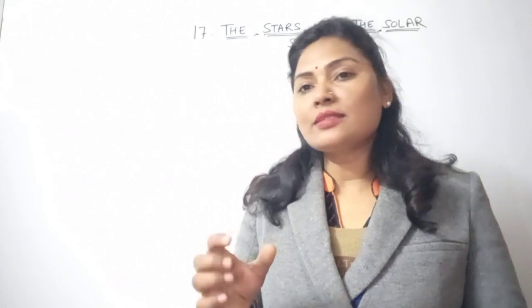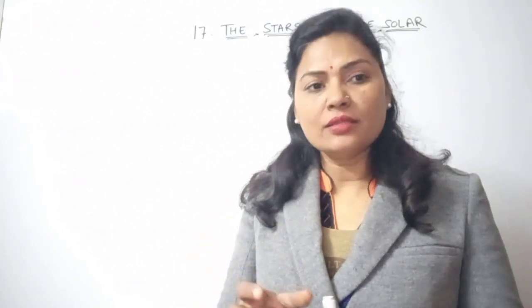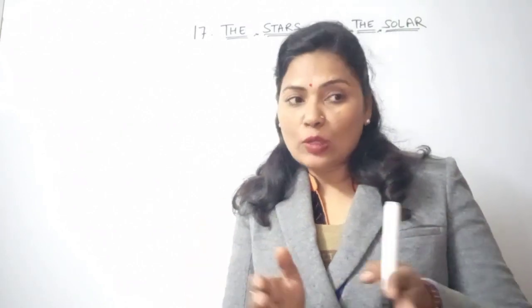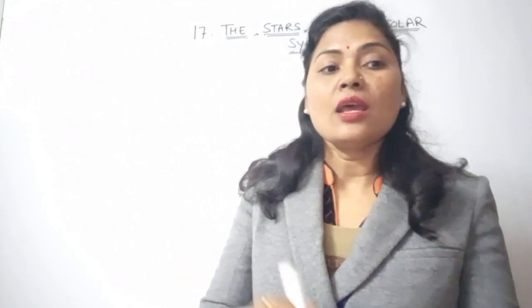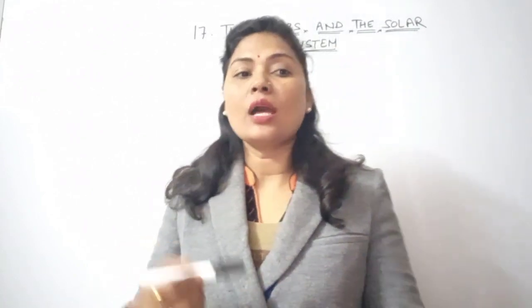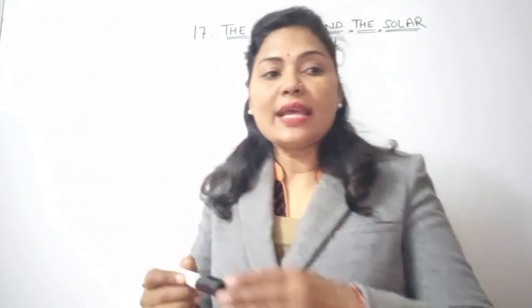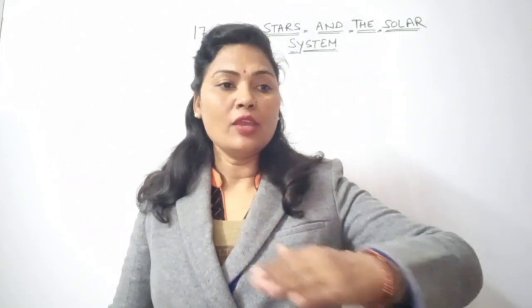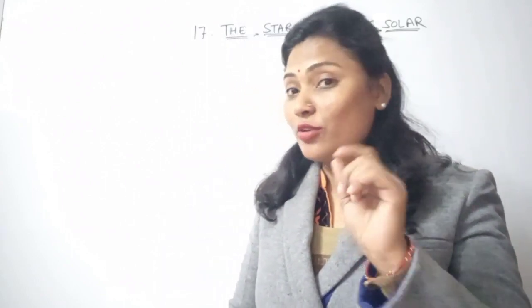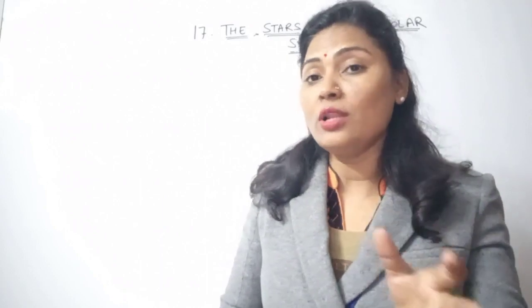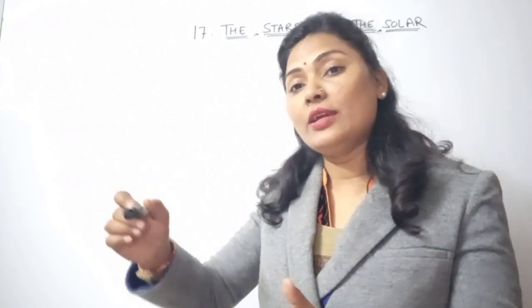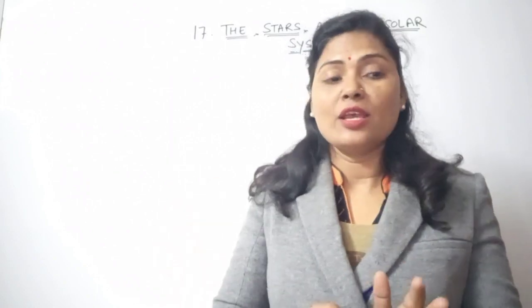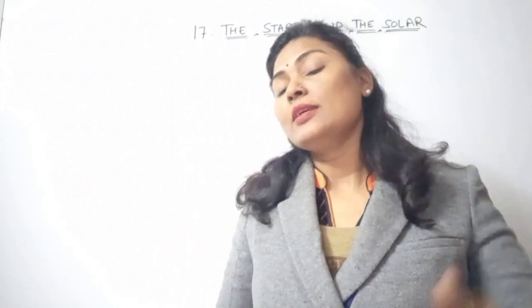The sun is a medium sized star, and it looks big because it is closest to us. There are other stars that are much bigger than the sun, but as they are too far away from us, they look like points. They look very small, but actually they are very, very big in size; they are just very far from us. That's why they look like points.